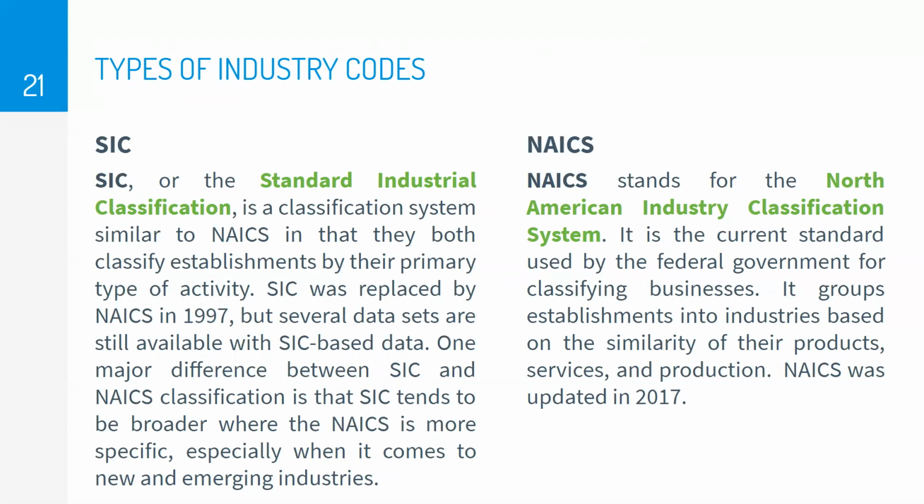SIC is the older classification system. It's not much different from NAICS, but it is more specific. NAICS replaced SIC in 1997 when many industries were new and it became too much to classify many of the newer tech and .com related industries. Several data sets are still available with SIC-based data, but nearly all market research on industries is searchable only by NAICS. Remember, the major difference between SIC and NAICS classification is that NAICS tends to be broader, where SIC tends to be more specific, especially when it comes to new and emerging industries.